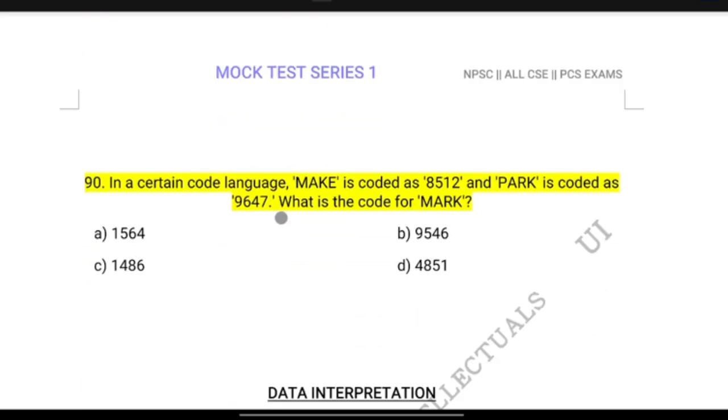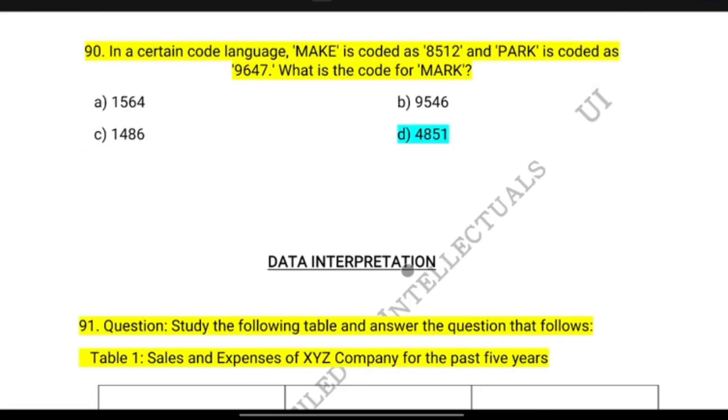90. In a certain code language, MAKE is coded as 8512, and PARK is coded as 9647. What is the code for MARK? The answer is D. 4851. The last section, 10th section, is data interpretation.